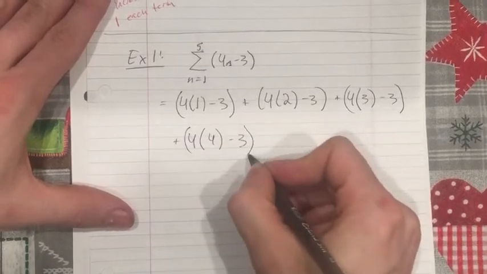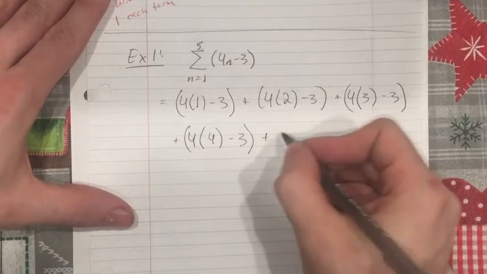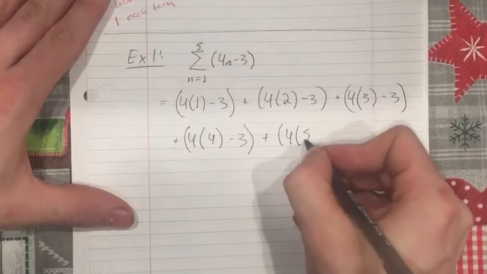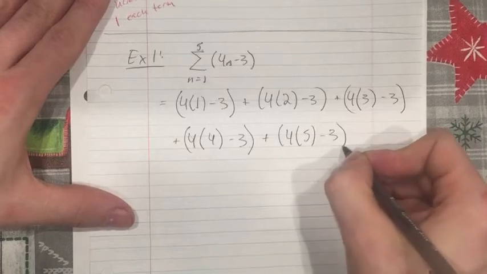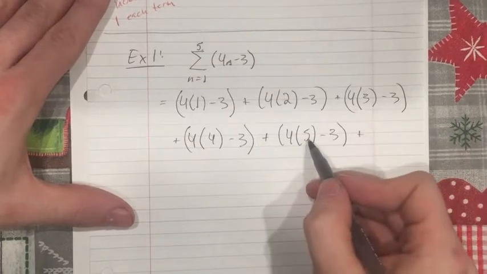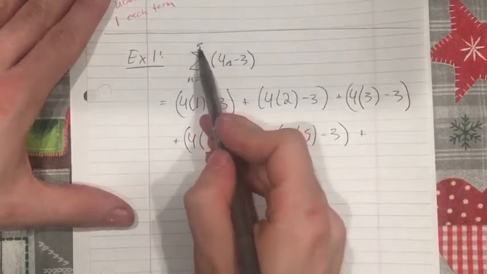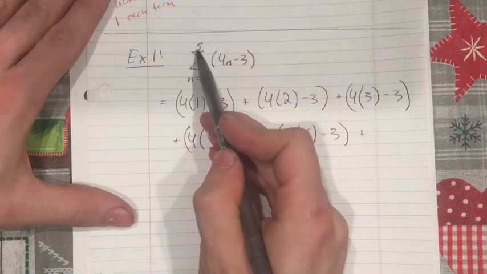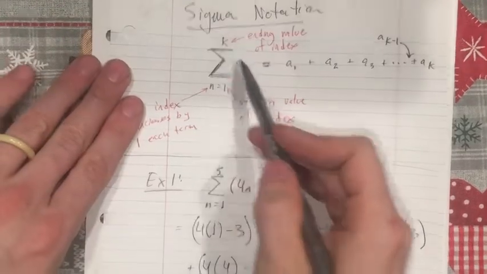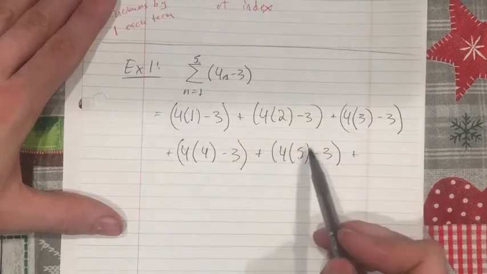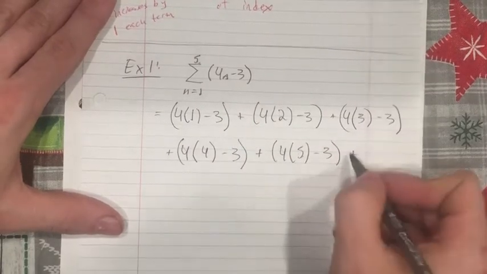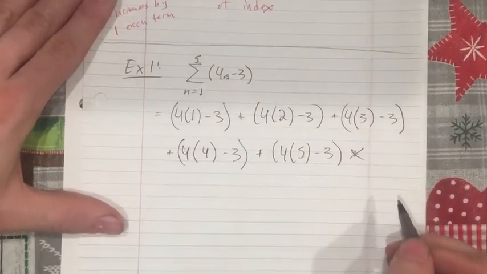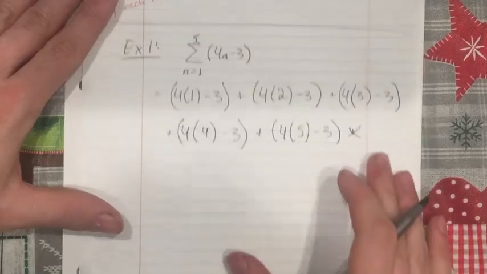If you're paying attention, you know when I'm going to stop. I'm not going to go on forever. Plus 4 times 5 minus 3. When do I stop? Plus, you're right, I stop here. Why? Because that's up here. The 5 is my k, tells me when to stop. So my n made it to 5, I stop. Don't add anything else. Now we just simplify and add, and we have calculated the sum.